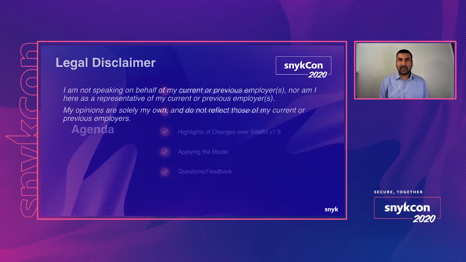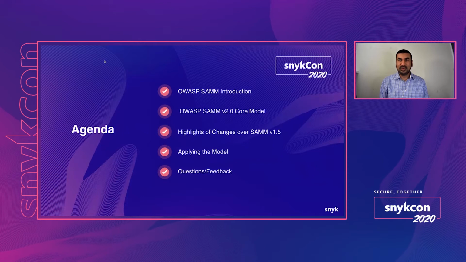Now, let's look at a quick agenda. I assume many of you might not be familiar with OWASP SAMM. Hence, I'll spend some time on introducing OWASP SAMM, covering what SAMM is, why we need a model like SAMM, the core principles, and the project history. After that, I will go over the changes we introduced in SAMM 2.0 over version 1.5. And last, we will discuss how to apply SAMM in your organization to navigate the DevOps security journey at scale.